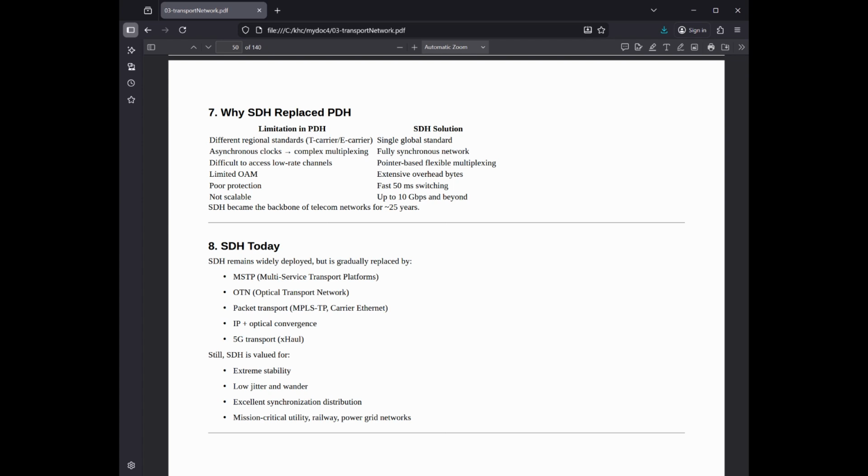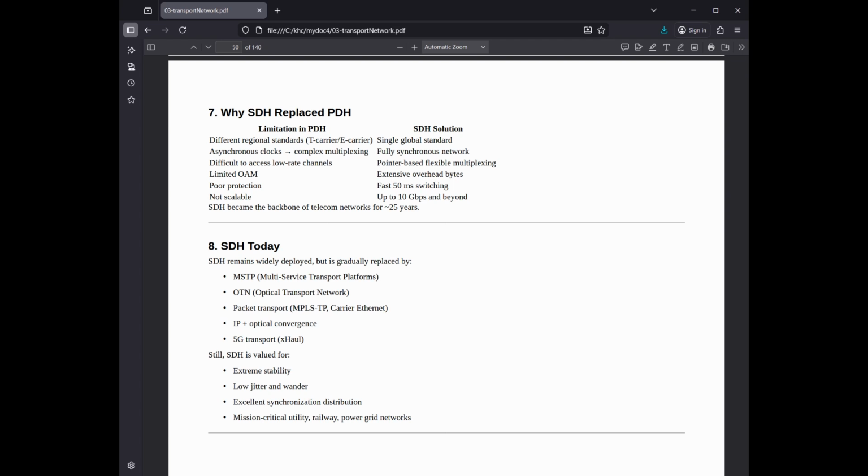The SDH solution: because every node is perfectly synchronized to a master clock, SDH uses pointers. This allows the hardware to see exactly where an E1 is located inside a 155 Mbps STM-1, or even a 10 Gbps STM-64 pipe, and pull it out directly. This is called add-drop multiplexing, ADM.